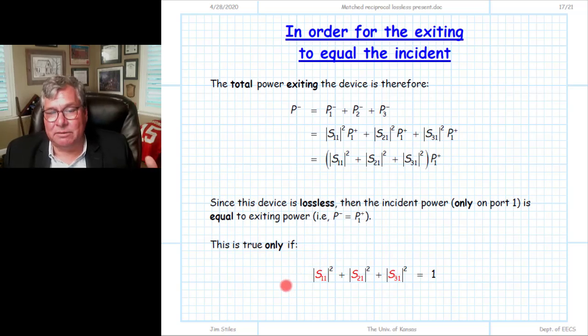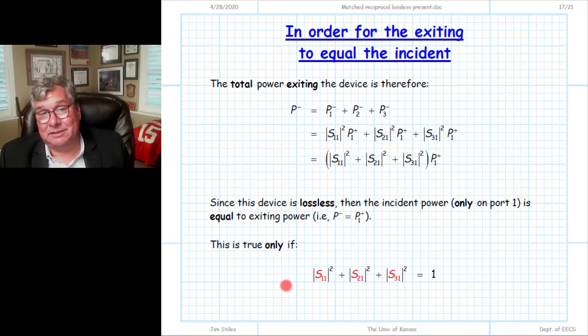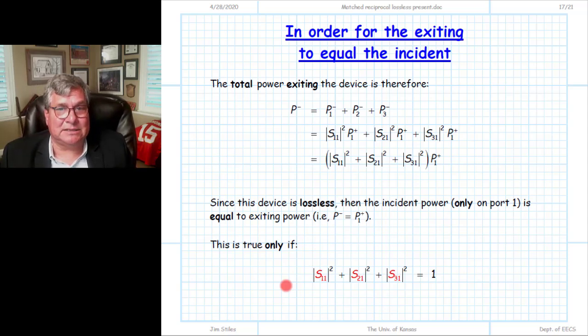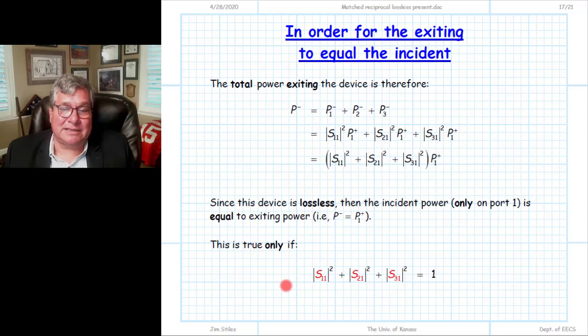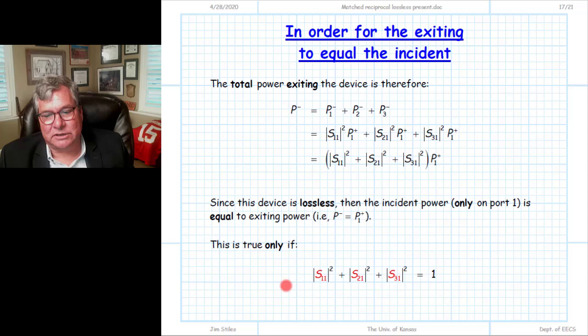100% of the power incident on port 1 must exit the device. If it's less than 100%, that means it's being absorbed by the device, and therefore it is a lossy device. If it's greater than 1, we have 120% of the incident power coming out of the device. Clearly, that's an active device. It's creating energy, or at least converting energy from some source into microwave energy. If it is truly a lossless device, this must be true.